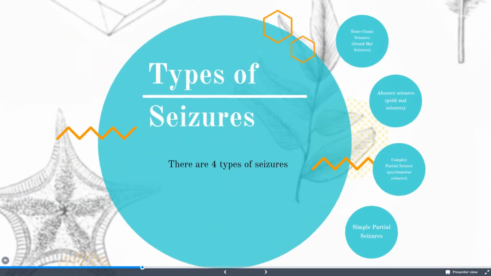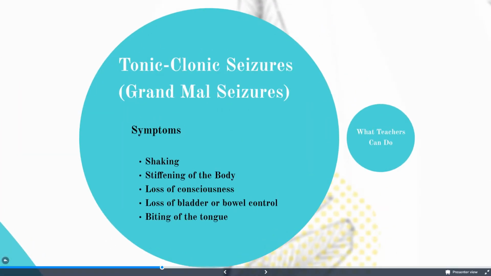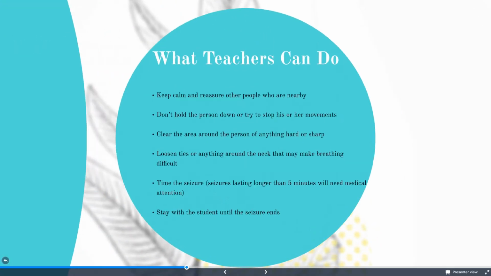So we'll talk about the different types of seizures. There are 4 of them. We'll start out with formerly known grand mal seizures, now known as tonic-clonic seizures. This is the type of seizure that my sister experienced. Shaking, stiffness of the body, loss of consciousness, loss of bladder or bowel control, biting of the tongue, and sometimes foaming at the mouth. But as teachers, we need to know what to do in this situation.